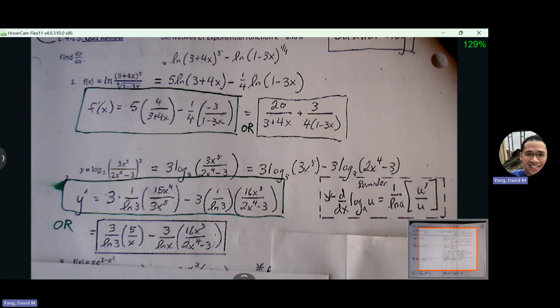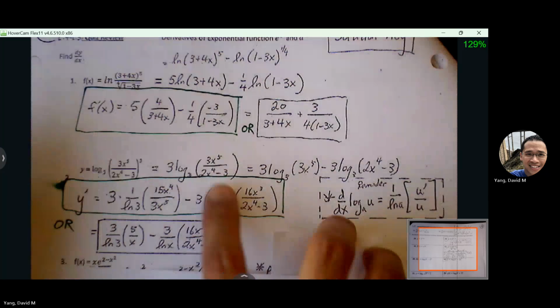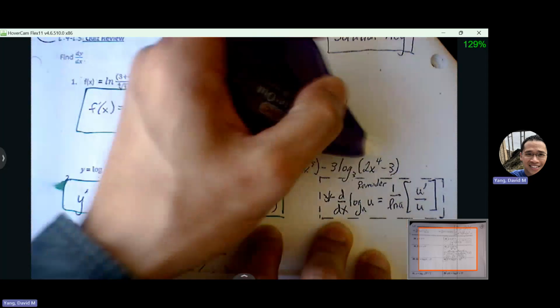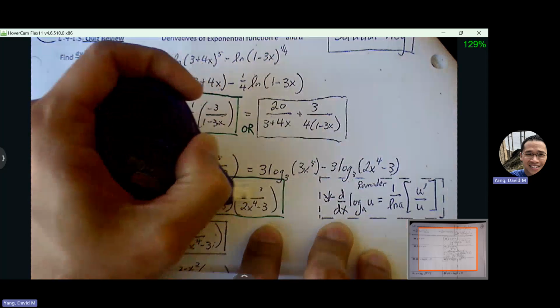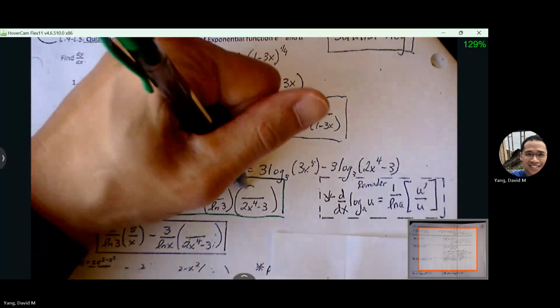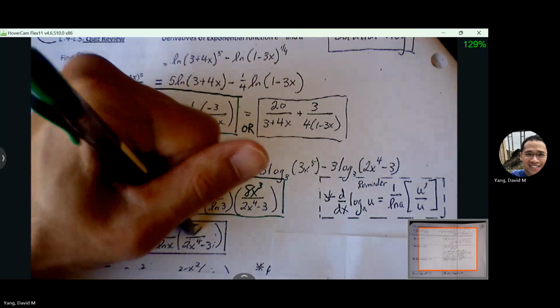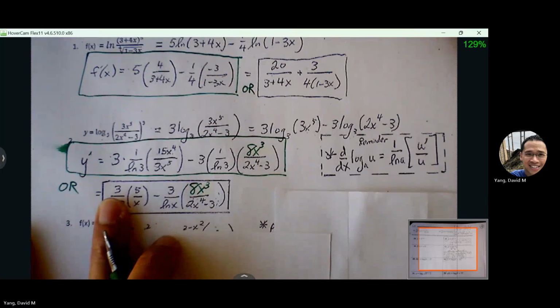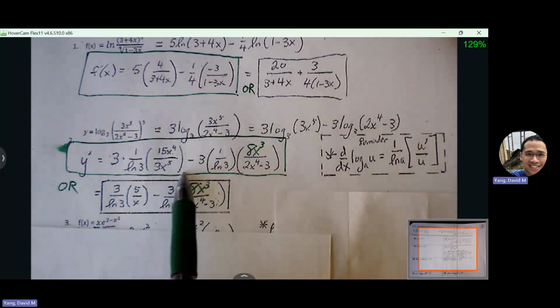No, it should be 8x cubed. Okay, thank you. On the test, yeah, you can leave your answer simplified. You guys get 8x cubed for the numerator. Okay, sorry about that. You can leave your answer unsimplified.